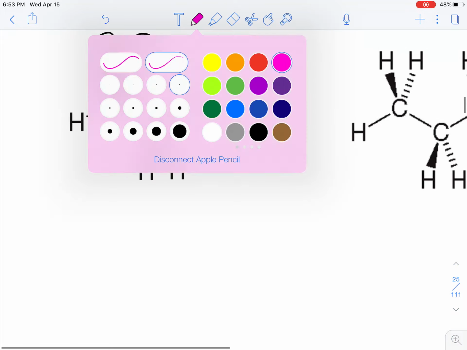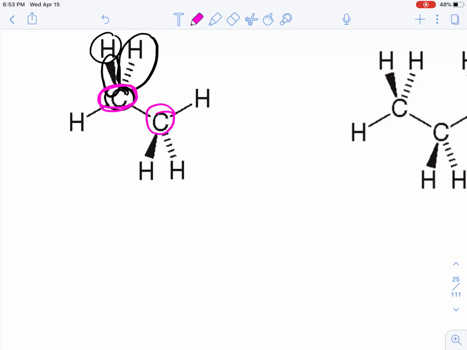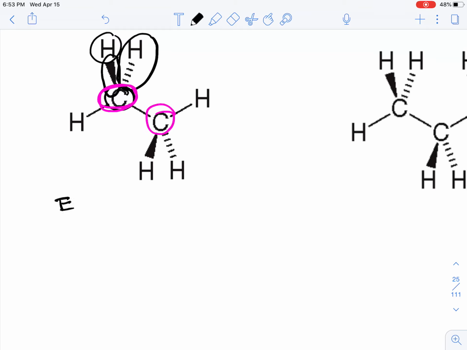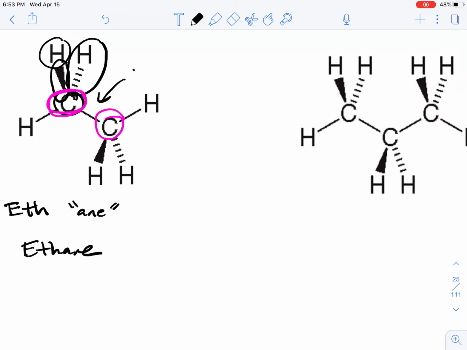So let's go ahead and talk about the name and the skeletal structure for this compound. Notice that there are specifically 2 carbons. Since there are 2 carbons in this chain, we know that the prefix is eth. And since it's a single bond, we're going to use ane as our ending. So together, this is ethane. Okay? So hopefully that made sense. So I'll put single bond here equals ane.